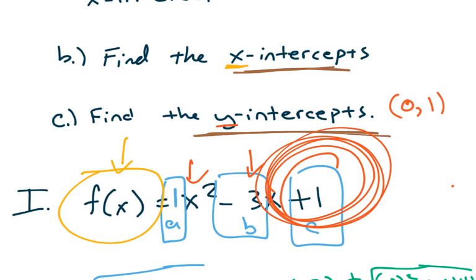It's almost like, remember when we talked about y equals mx plus b for a linear equation, we said b is the y-intercept. Now the letters are confusing because b here is negative 3, right? But what I'm saying is b represents the constant, and that is the same thing here, where 1 is the constant, and that is the y-intercept.